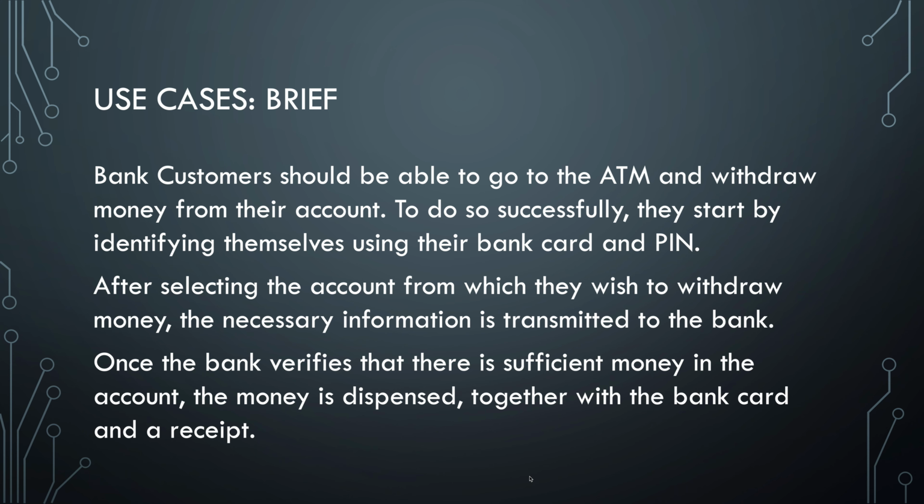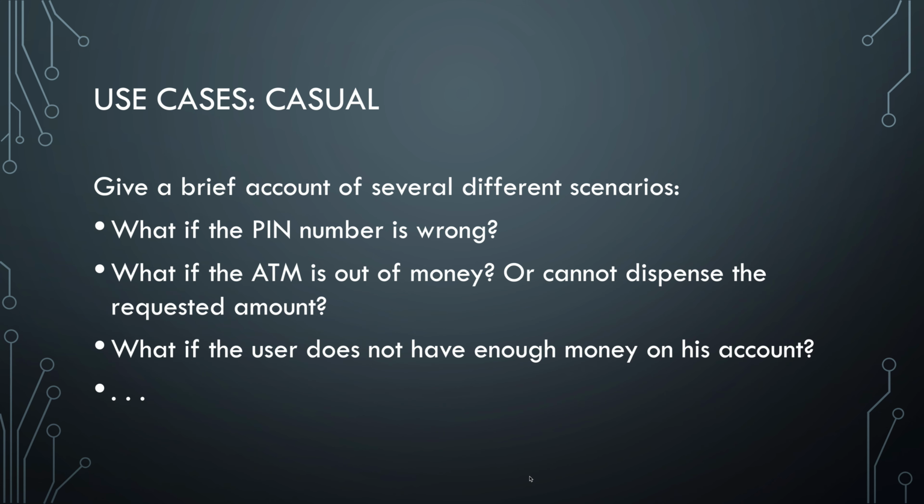When we translate the withdrawing money example to a brief use case, we get the following: a few lines of text explaining what the main flow is. A casual use case goes into more detail. What happens if the PIN number is wrong, or the ATM is out of money, or the user doesn't have enough money on his account?